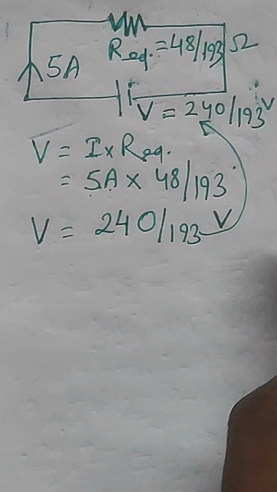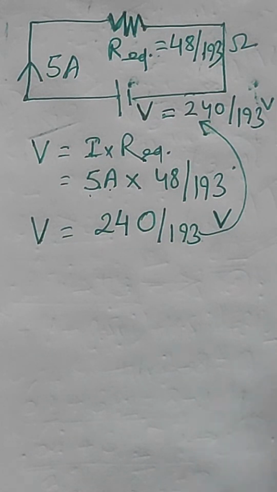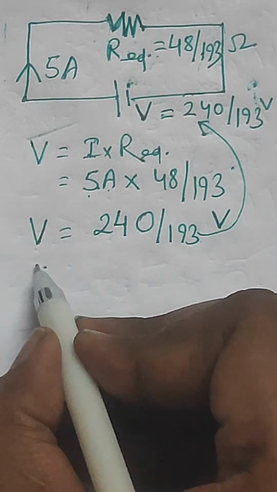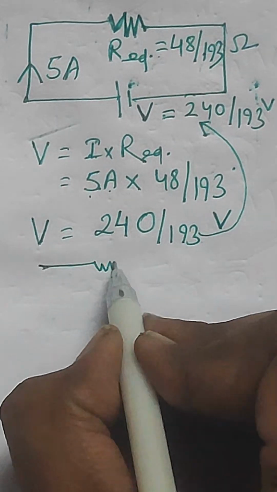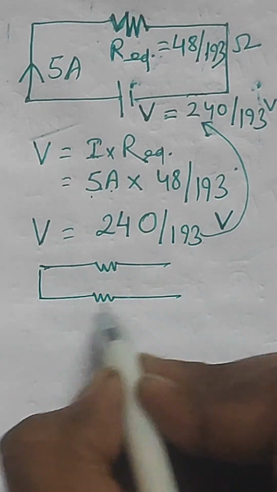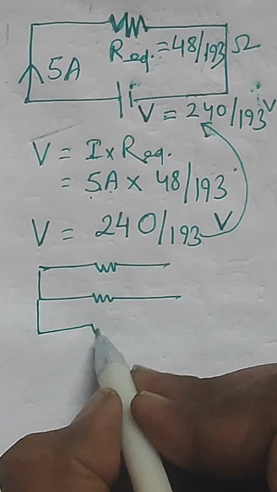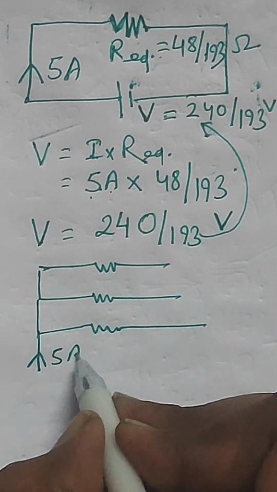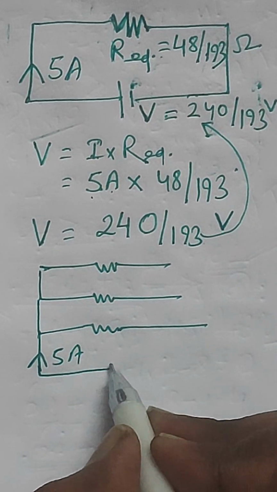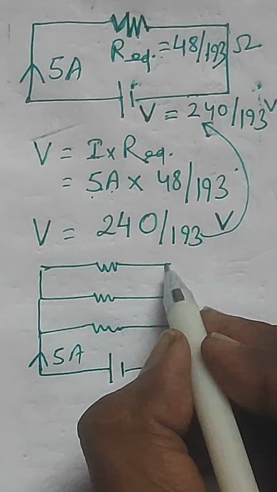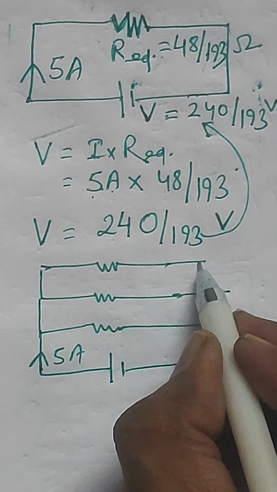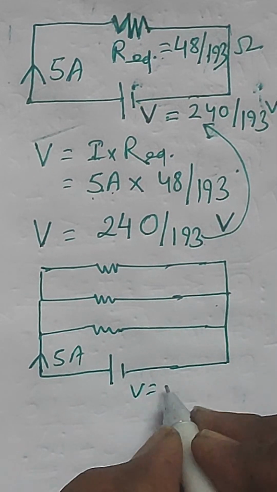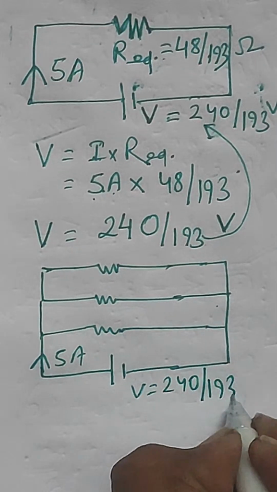Now since V is calculated, we need to find the current in each branch, right? So the current in each branch, that means if these were the resistances, I am just splitting the circuit again to its previous form, right? Then we can write this voltage. The voltage is calculated to you. What is the value of this voltage? We already calculated 240 by 193, right?